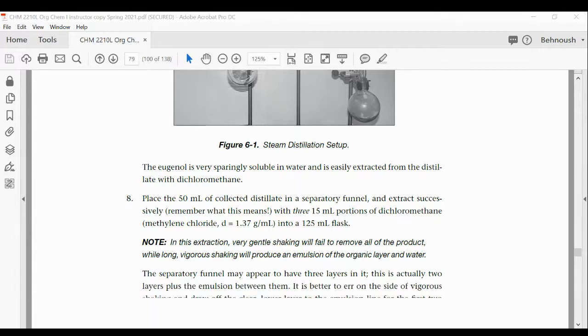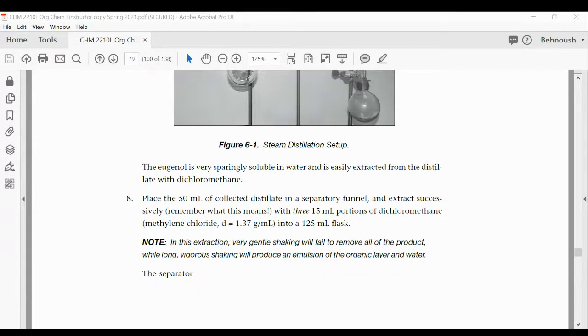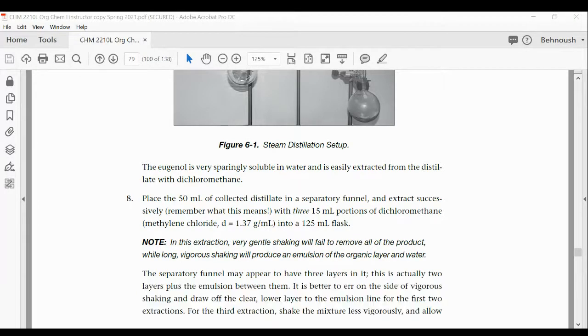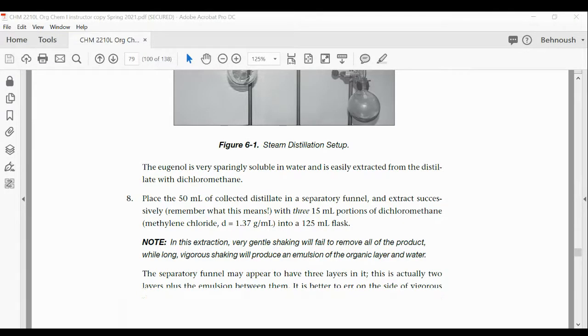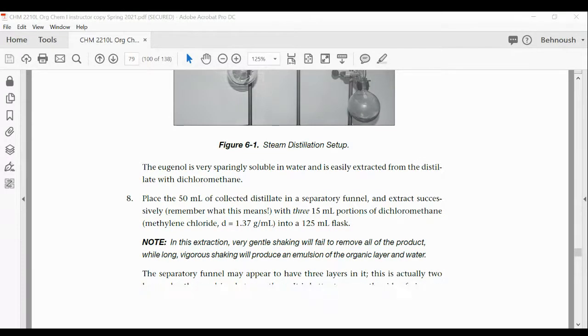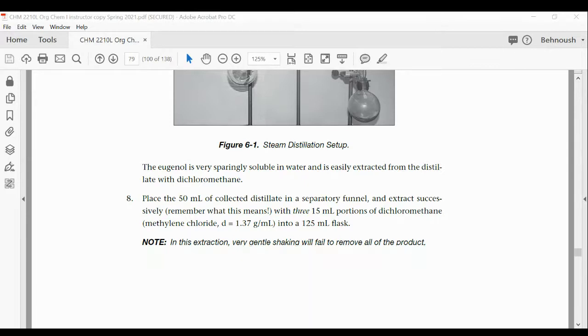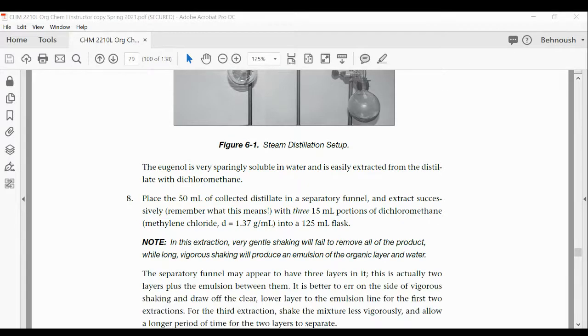In a separatory funnel, you get two layers. So we are kind of combining two experiments. What information do you need to answer that question, whether methylene chloride is the top layer or bottom layer? What is the density of methylene chloride? In step 8, it tells you the density.